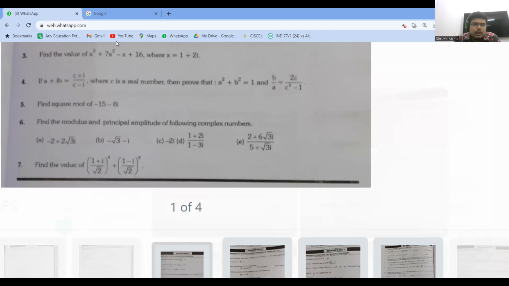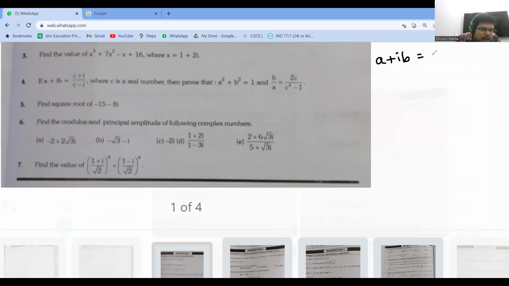Yeah, we should take the fourth one, which is a very interesting question. बहुत easily हो जाएगा ये. So I'll tell you what is to be done. See, a plus ib is equal to c plus I upon c minus I. That is the equation.